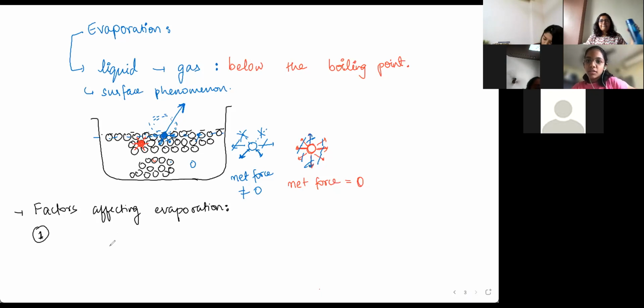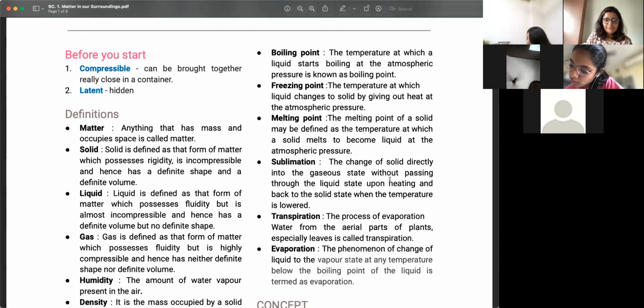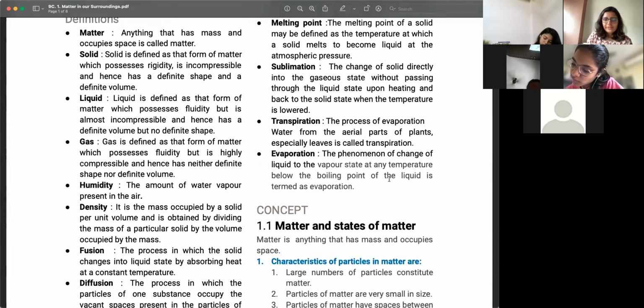There's a definition of evaporation which is on the first page, right? Yeah. The phenomenon of change of liquid to vapor state at any temperature below the boiling point is evaporation.